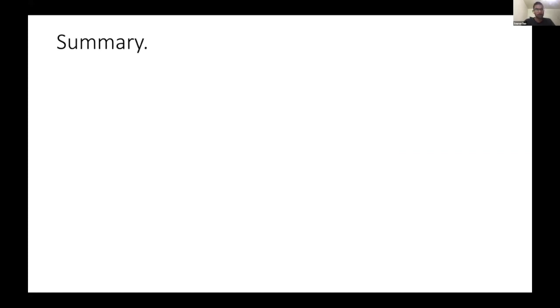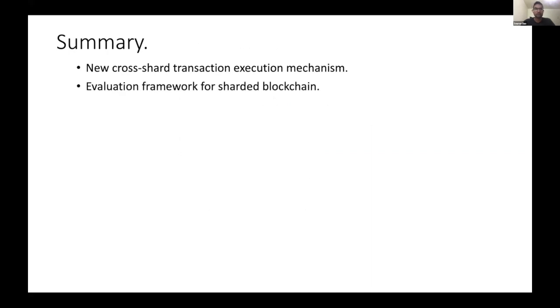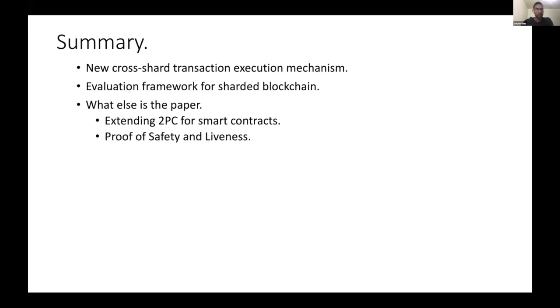So in summary, we propose Rivet, which is a new cross-shard transaction execution mechanism. We also have a new evaluation framework to evaluate sharded blockchains. In the paper, we also talk about how to extend two-phase commit for smart contracts and how we implement it on top of the Ethereum virtual machine. We also have proofs of safety and liveness for Rivet.